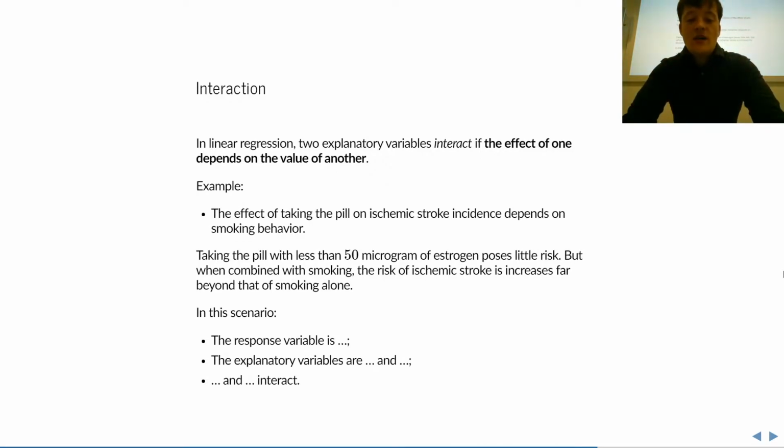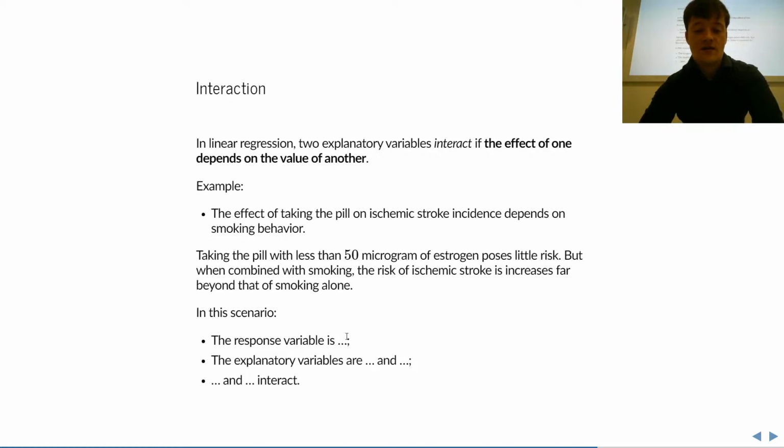So what does that mean? If you take the contraceptive pill with less than 50 microgram of estrogen, that doesn't pose much risk. But if you also smoke, then the risk of ischemic stroke is increased far more than only attributed to smoking. So that means that they interact. There's a synergy between them.